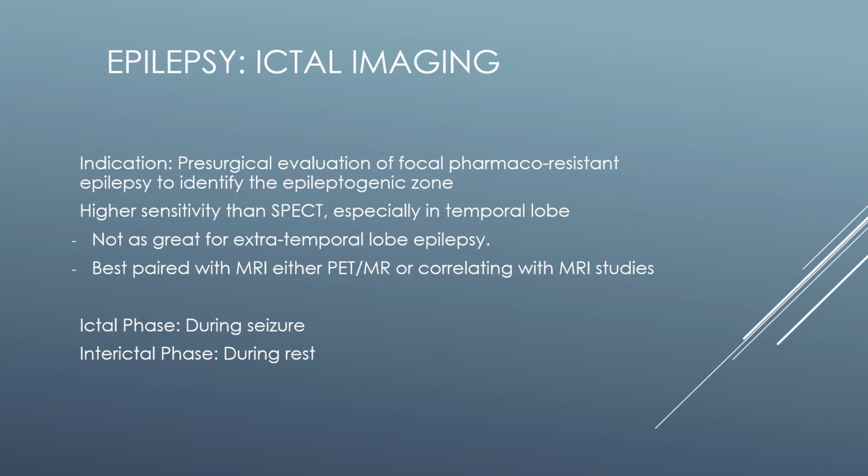It's not as great for extratemporal lobe epilepsy, which is epileptic seizures that happen outside of the temporal lobe. The sensitivity and specificity goes way down for that. It is best paired with MRI or PET-MR if you can, or correlating it later with the MRI studies. And remember, ictal phase means it's during the seizure, and interictal phase means it's during rest.